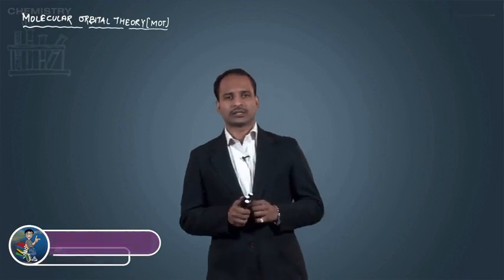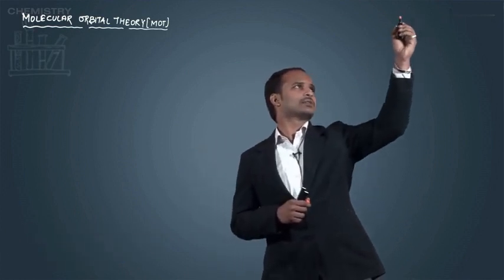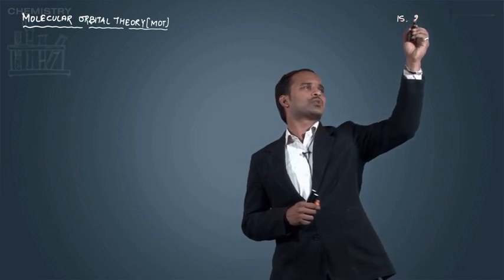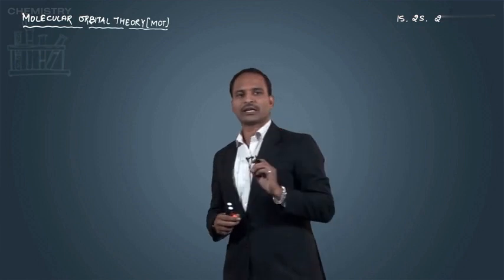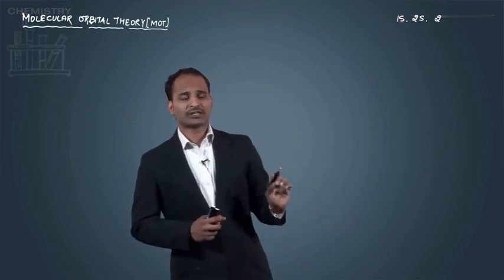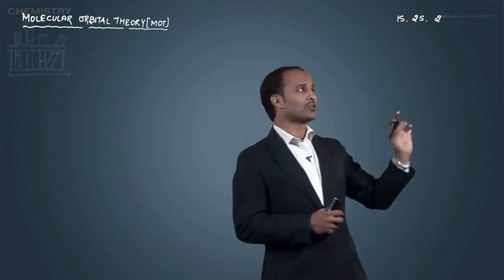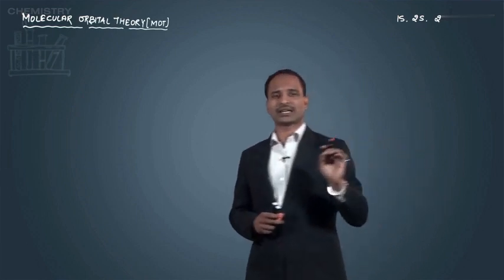Molecular orbital theory. Here we are talking about the molecular orbital. Let's see what molecular orbitals we get when the 1s orbital, 2s orbital and 2p orbital of the first atom, that is A atom, combine with the 1s orbital, 2s orbital and 2p orbital of the B atom, that is the second atom.